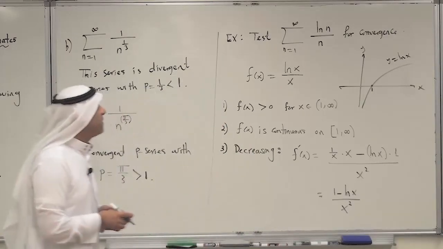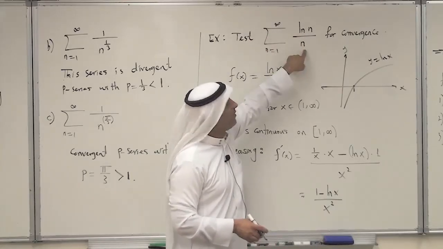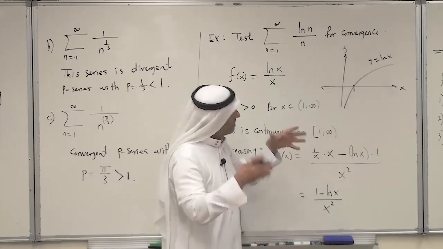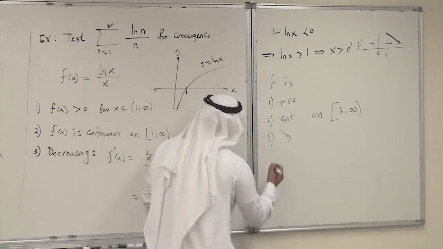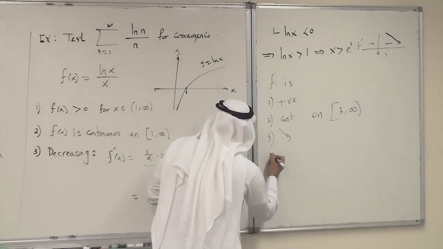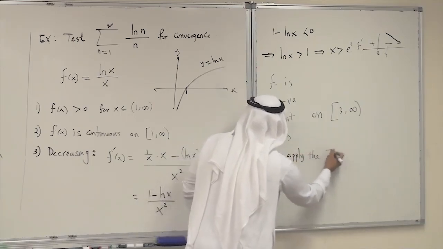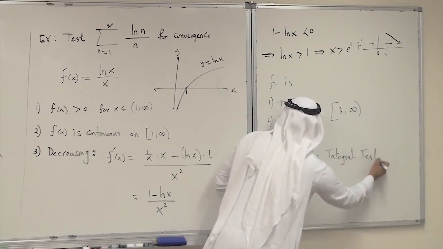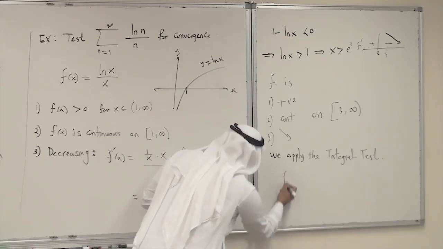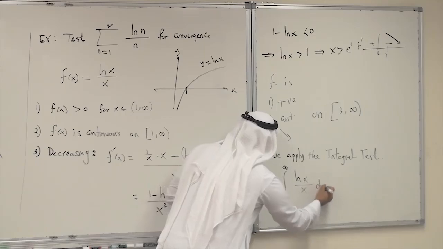Now, the integral test says this series will be convergent if the integral from 1 to infinity of the function ln of x over x is convergent. Let us see if we can find the answer by using the improper integral. We apply the integral test. So, in that case, we consider the integral from 1 to infinity ln of x divided by x dx.